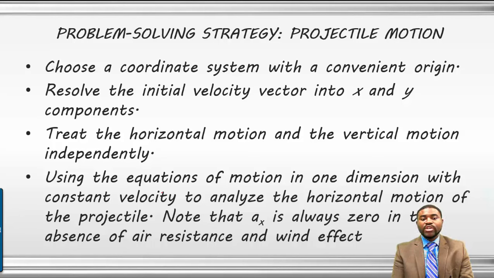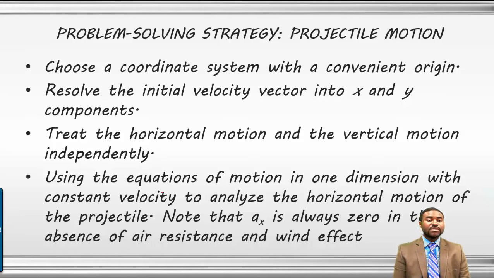Let me say this again. When you resolve the initial velocity vector, then you can analyze the horizontal motion independent from what? The vertical motion. What do we know? We know that in the horizontal direction, the acceleration is zero. What this means is that the model used to describe the horizontal motion is the constant velocity particle model. But the model used to describe the vertical motion is the constant acceleration particle model. You realize that we have effectively reduced a two-dimensional motion into what? One-dimensional motion, which will make our calculations easy.